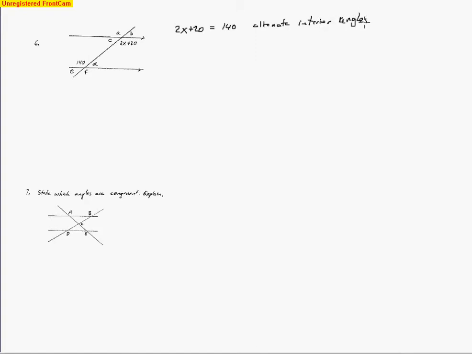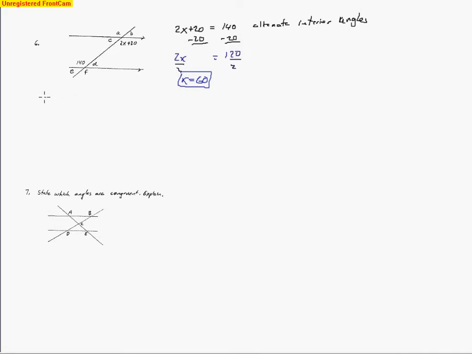And so I'm going to go ahead and subtract the 20 from both sides to solve for x. When I do that, I'm left with 2x equals 120. And I'll go ahead and divide by the 2. And when I do that, I've got my answer, and x is 60. So once we've got that, we can go ahead and solve for the other ones.